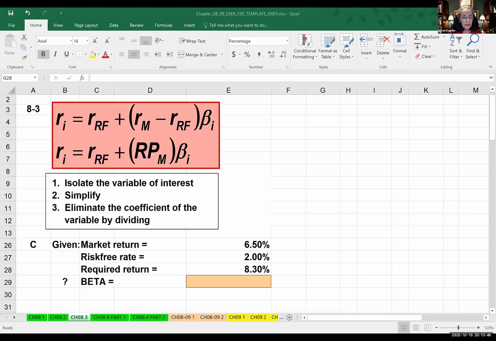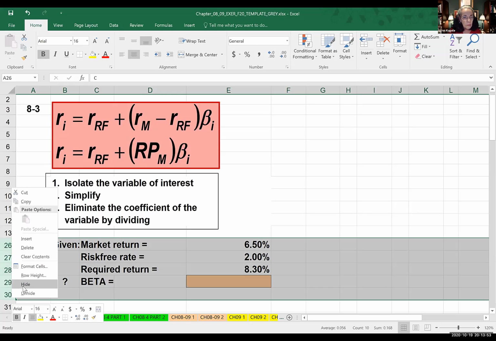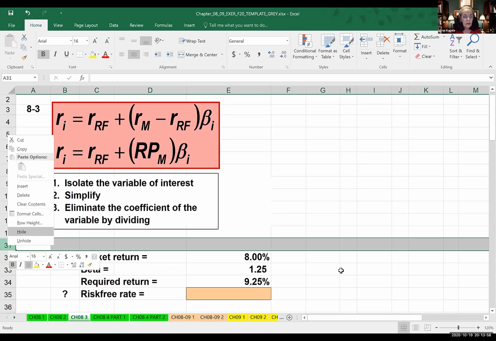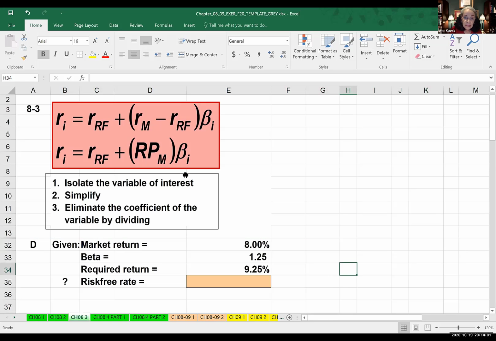I will go back to the template over here. Considering how unadept I am with this keyboard, on some of these that are kind of involved, I'm probably better off just showing you how it works. In this case, you've got the market return, beta, and the required return. We want to solve for the risk-free rate. You're going to have 9.25 is equal to the risk-free rate plus 8 minus the risk-free rate times 1.25. You've got the risk-free rate in there twice.